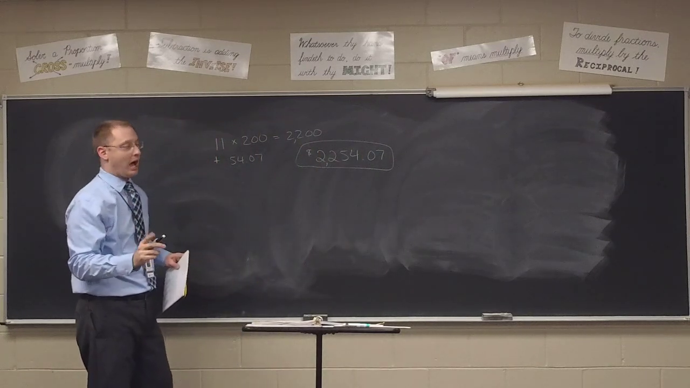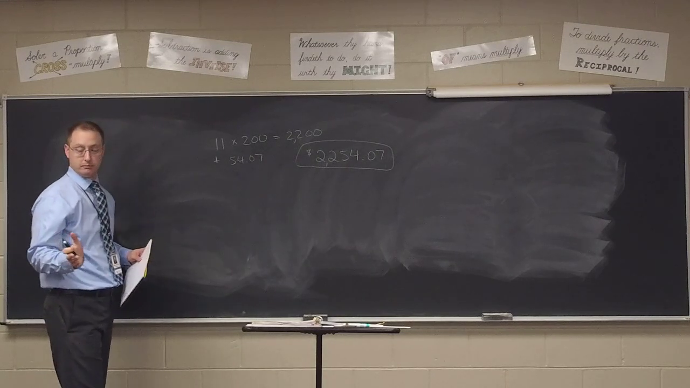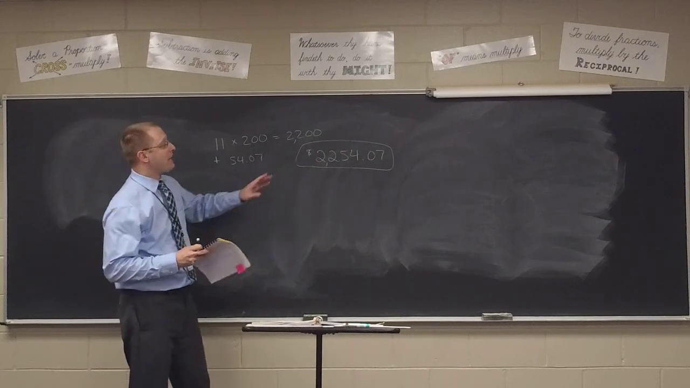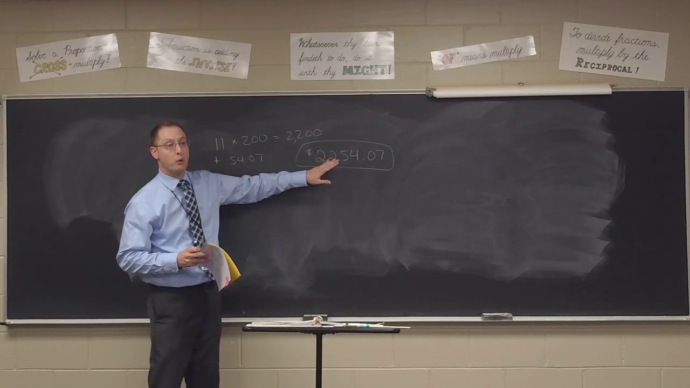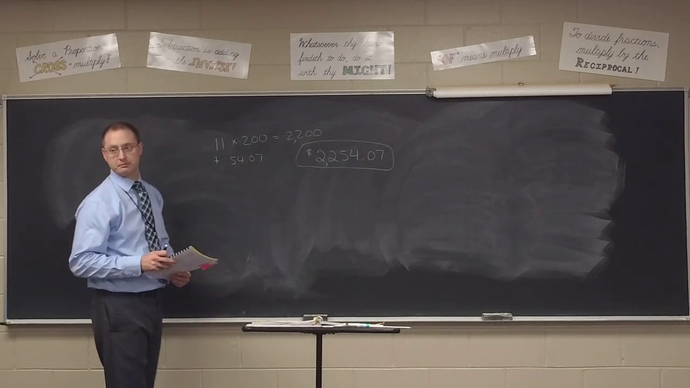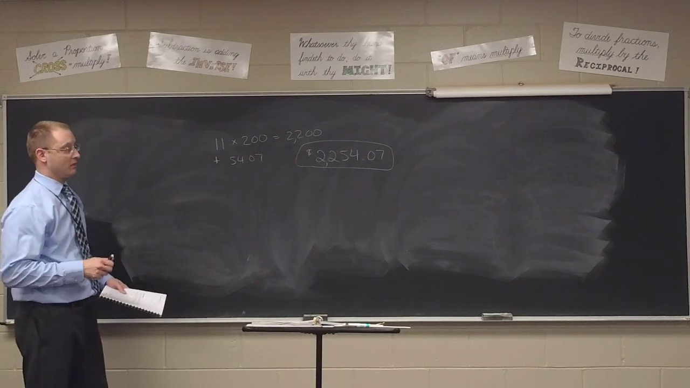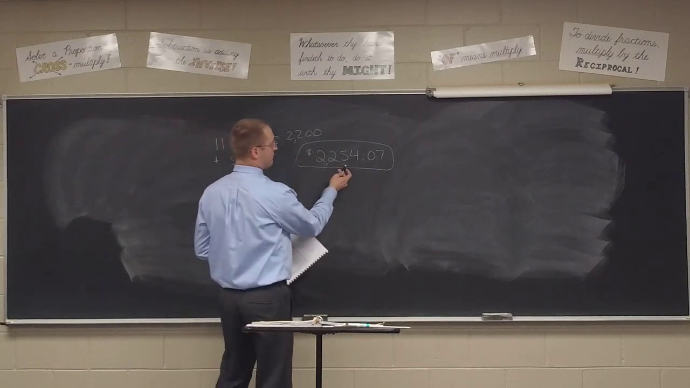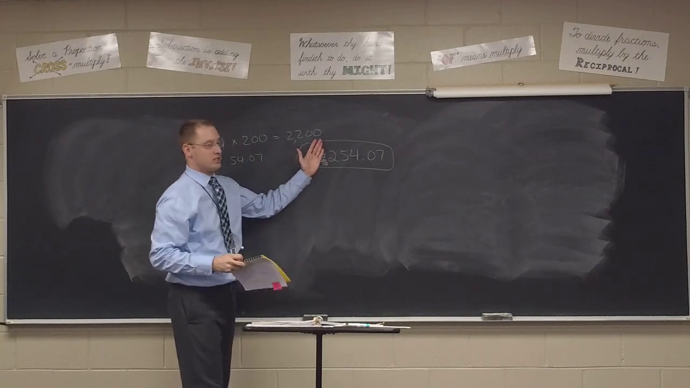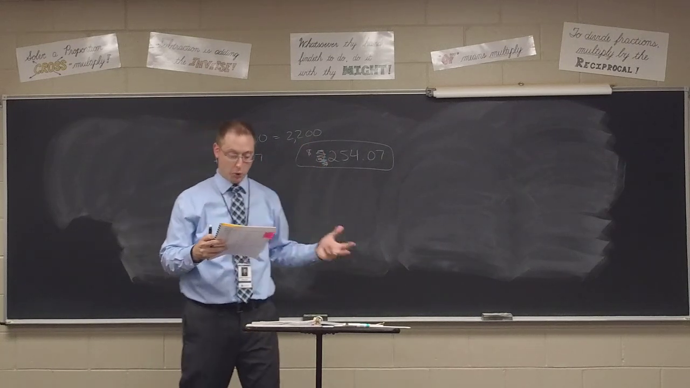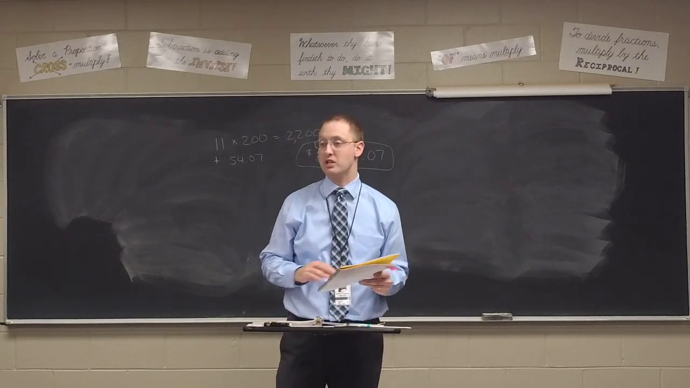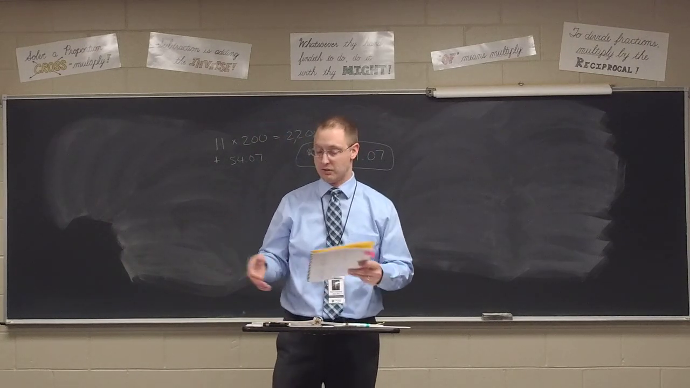Now, question: how much was the piano supposed to cost him? $2,000. So if he paid $2,254.07, how much interest did he pay? Don't overthink this. $254.07, because he was only supposed to pay $2,000. He paid $254.07 more than that, which means the music store made $254.07 doing absolutely nothing but waiting on the payments that he was making.